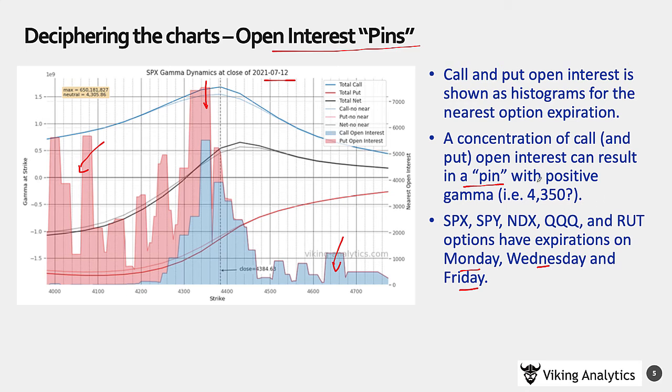So what happens is when you have this concentration of the put and call open interest, we can expect there to be support and resistance at these levels and possibly a pin into expiration, particularly on the Friday expirations, and even more particularly on the third Friday of each month.